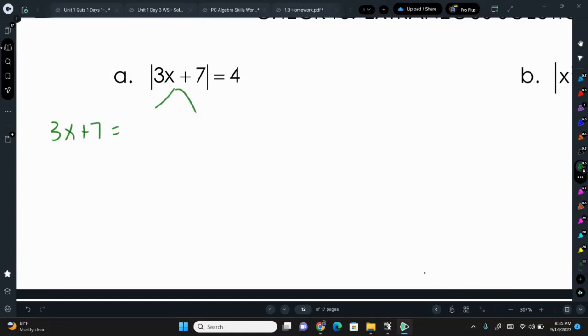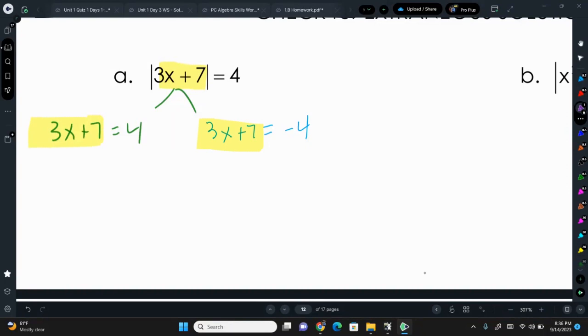3x plus 7 equals positive 4. And then 3x plus 7 equals negative 4. And what this does is it changes just the sign of the right side, where we go positive 4 and negative 4. The inside stuff stays exactly the same. The absolute value bars go away. We leave that left side alone. We change the right side. And then we solve them separately.